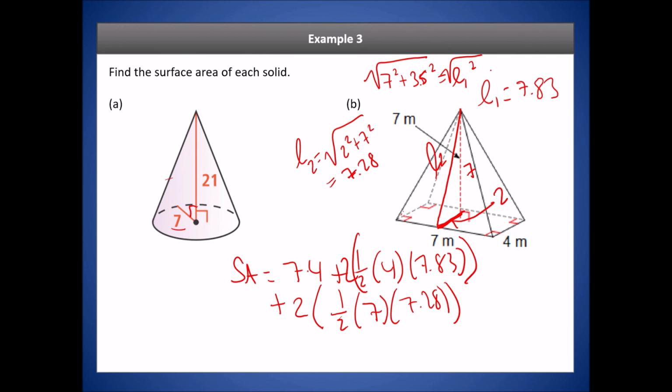So we got 7 times 4 is 28. Then we got here all of this for this first triangle, and so we'll add up all these together and see what we get. And we get a total surface area of about 110.28. All right, and that's how you would do it for a cone and for a pyramid. Pyramid's a little more complicated because you're having to find the slant heights and all that.